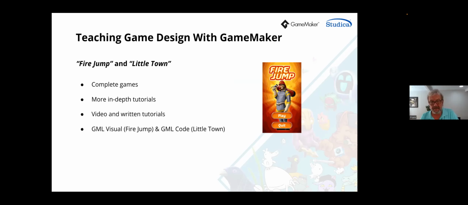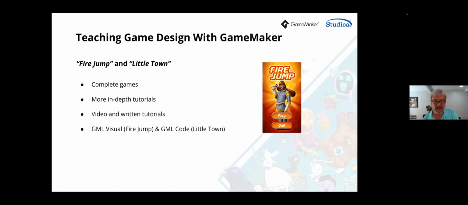We also have some complete games, which are, again, I talked about those templates and modding. This is coming along even more, and we've got a couple more games on the way. Fire Jump and Little Town are great complete games. They do have in-depth tutorials for changing the game, creating the game, making the game your own. They have video and written tutorials for them.